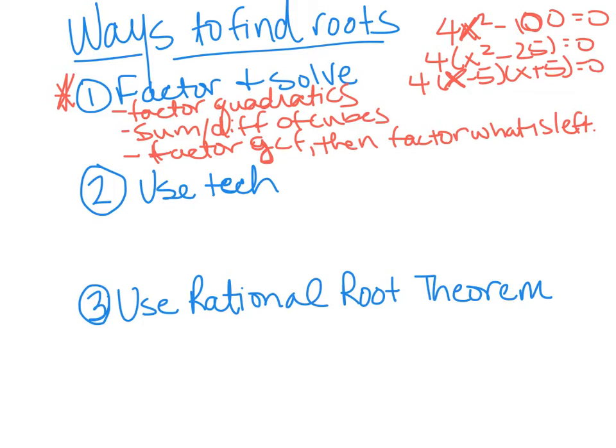Set each linear term equal to 0. So the 4 equals 0 really doesn't do anything. It's a dead end. x minus 5 equals 0. x plus 5 equals 0. So this one will be x equals 5 and x equals negative 5.